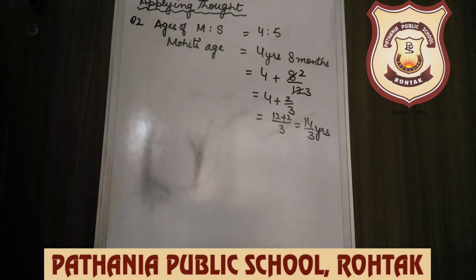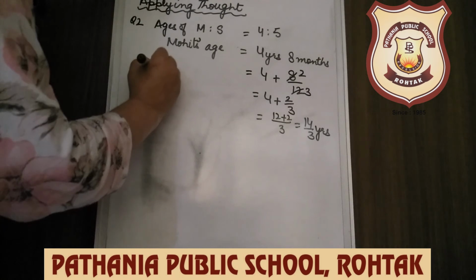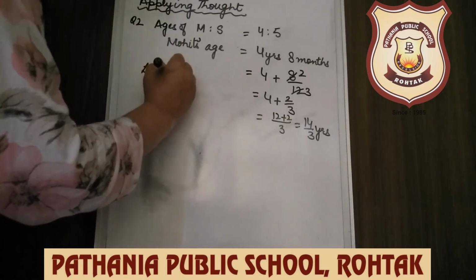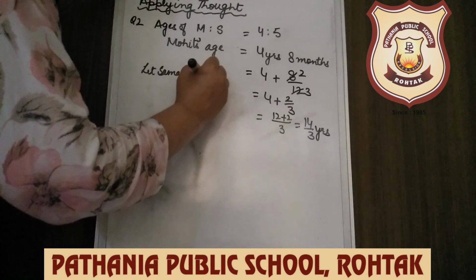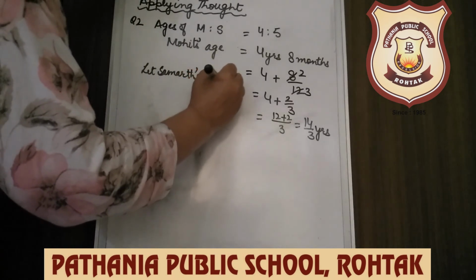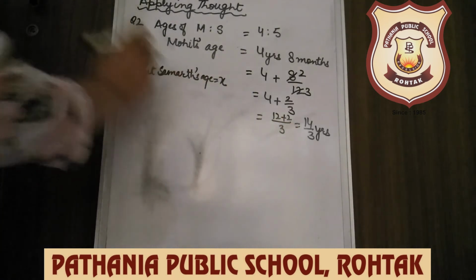Now you have to find Samarth's age. Let Samarth's age is equal to x. You have to write it afterwards. I have less space, so I am writing it here.